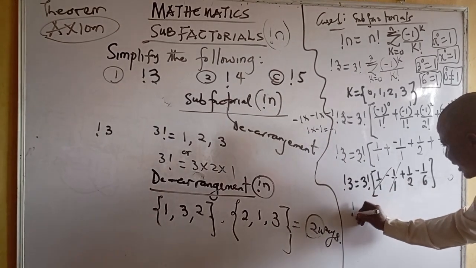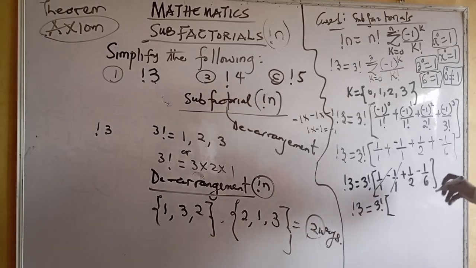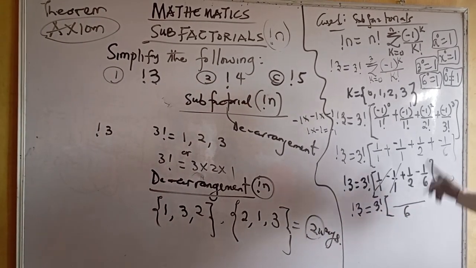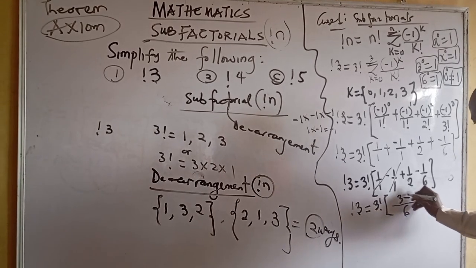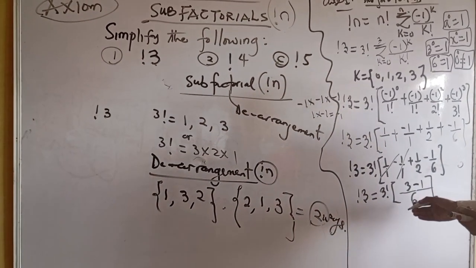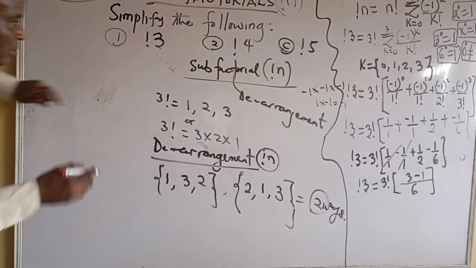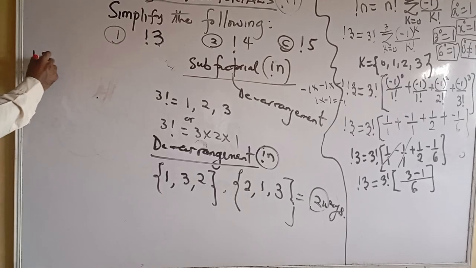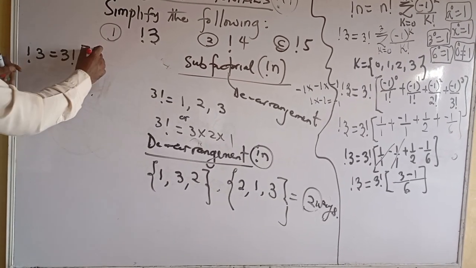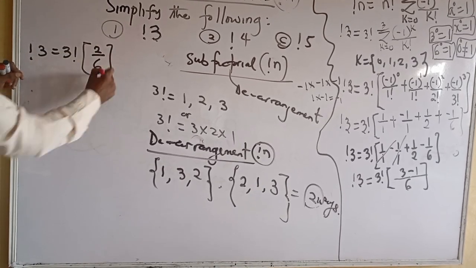Now the rest. 3 factorial bracket. I'll find the LCM here. 6. 2 in 6, 3 times 1, 3 plus 6 in 6. Ready. Now, as I was saying, I will finish up on the other side. Let's go. We have sub-factorial 3 equals to 3 factorial brackets. We have 3 minus 1 is 2 over 6.